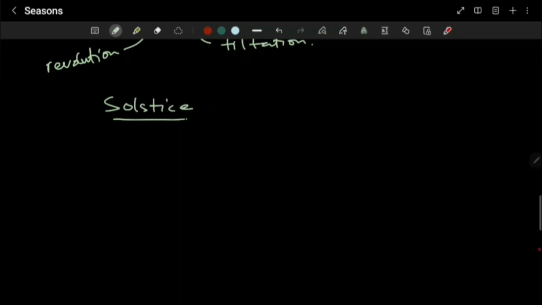Solstice means it is either of the two times of the year when the sun reaches its highest or lowest point in the sky at midday, marked by the longest and shortest days. Okay, let me simplify it. First, if we talk about June solstice, then if this is the sun, this is the earth, this is equator, Tropic of Cancer, Tropic of Capricorn.